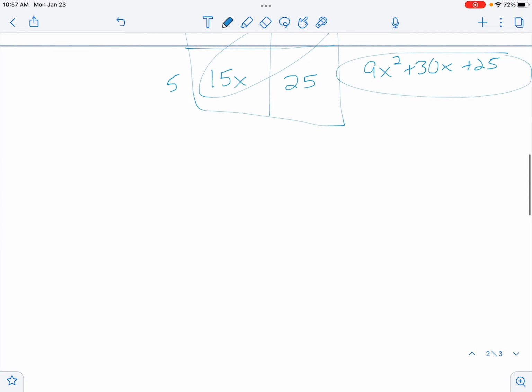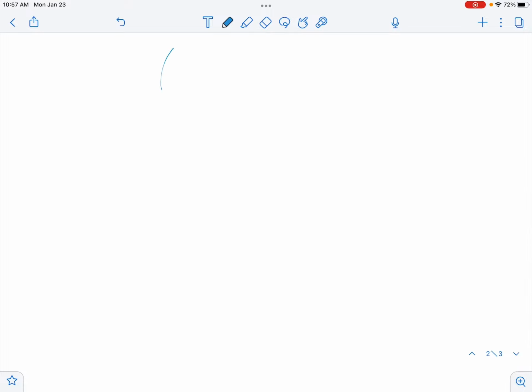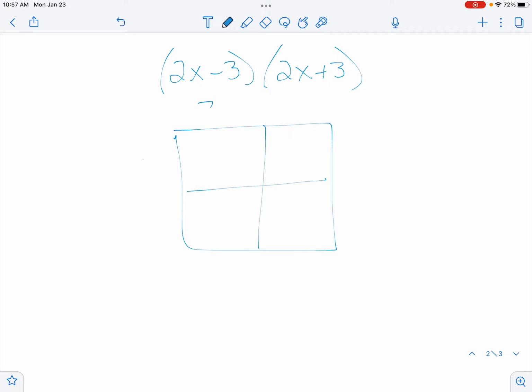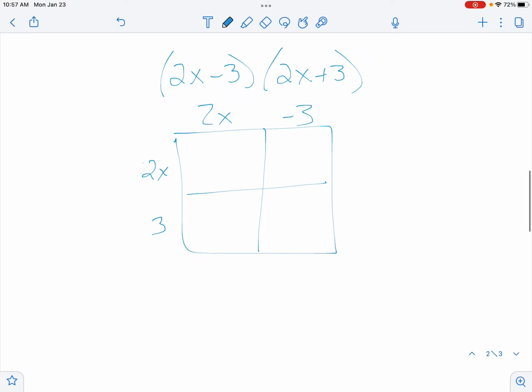Now, we also have another special case where we have something like this. What if I have 2x minus 3 times 2x plus 3? These are almost the same parentheses except for the sign. Let's see what happens. I'm going to do box method again because it helps me organize my work. So I have 2x minus 3 on top, 2x plus 3 on the side. I'm going to multiply to get inside. 2x times 2x is 4x squared. 2x times negative 3 is minus 6x. 3 times 2x is 6x. And 3 times negative 3 is minus 9.